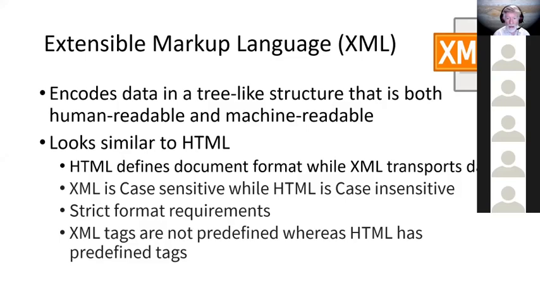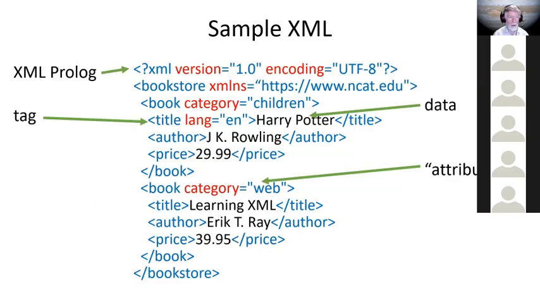Now, in HTML, you have a bunch of tags you might use, IMG or P for paragraph or something, but there's a defined list of tags. In XML, there's not a defined list of tags. You can make them up as you see fit. So you can have all sorts of tags. I have an example XML program.